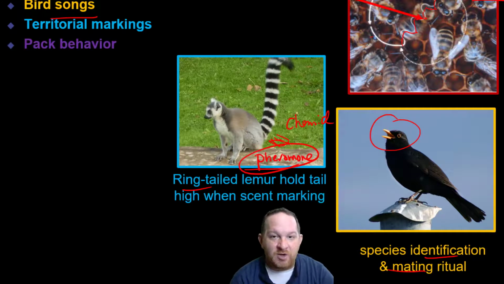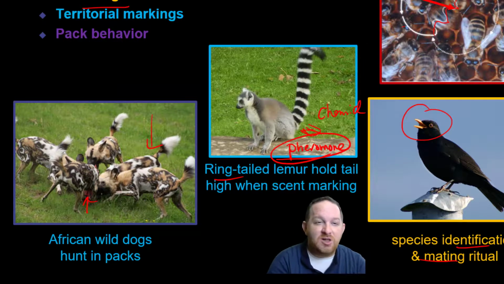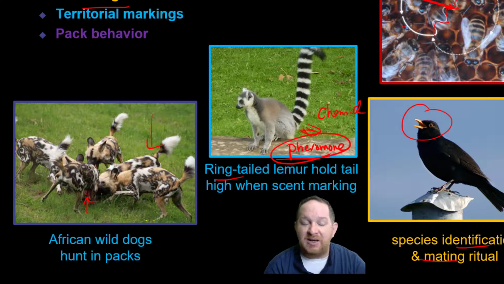And then another interesting one, which involves a lot of these, right, is pack behavior. So here we have some African wild dogs. Don't those look crazy? And their communication about pack hunting. They've got to be able to communicate with each other really well in their hunting so that they can properly get their prey. Okay, so there's lots of ways that animals communicate and respond through all of these methods here.